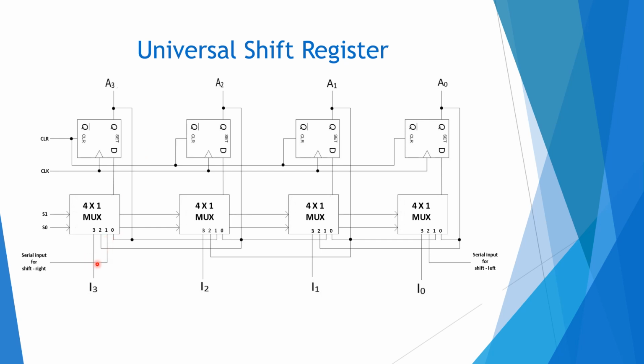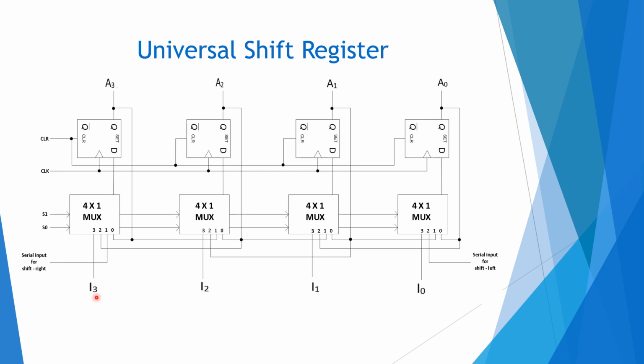And when it is 0, 1, the shift right mechanism takes place. That is, the bit gets shifted from A3 to A2 to A1, and then to A0. That is a shift right. And when S1 S0 equal to 1, 0, then it becomes serial input for shift, that is, a left shift happens in the shift register. That is, A0 data comes to A1, A1 data comes to A2, A2 data comes to A3. That is left shift. So when S0 and S1 equal to 1, 1, then it is a parallel load.